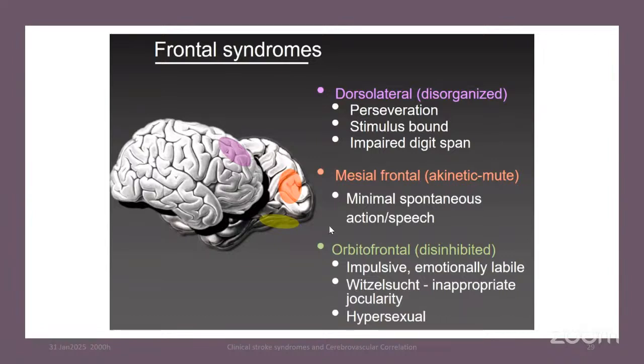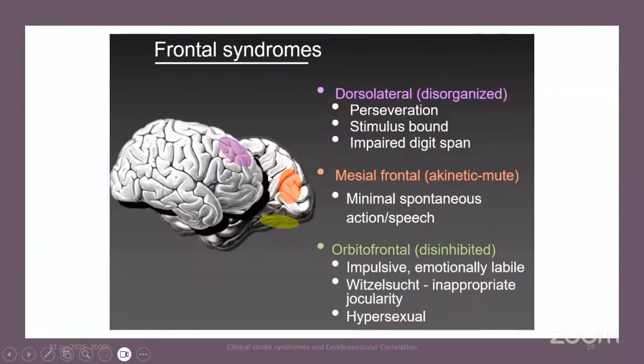You can see the frontal lobes, which are very important. With dorsolateral frontal lobe damage, the individual becomes totally disorganized. You'll have perseveration. He will develop a utilization behavior, stimulus bound behavior. If he sees a blanket, he'll start covering himself with the blanket. And impaired digit span. So these are the main defects which strokes will have if the frontal lobe is involved in the dorsolateral portion. And against that, you have akinetic mute state if it is a mesial frontal region.